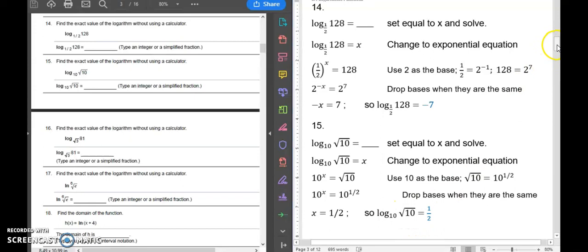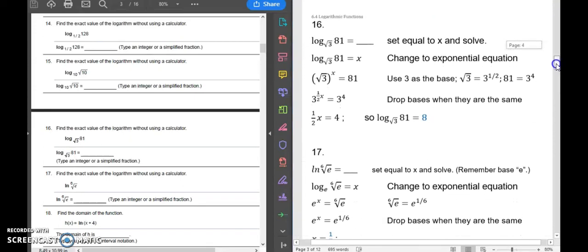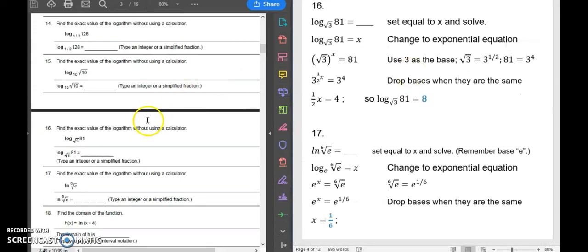Number 16. It says find the exact value of the logarithm without using the calculator. Once again, we have the square root of 3 as our base this time, but we're going to go through those same motions of changing it to an exponential equation, so we know we're solving for that exponent.